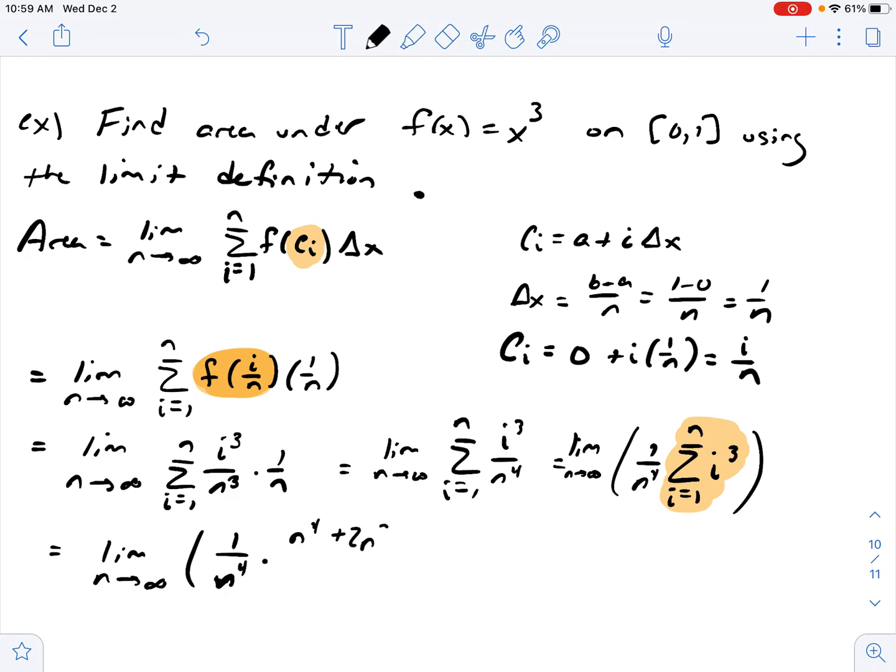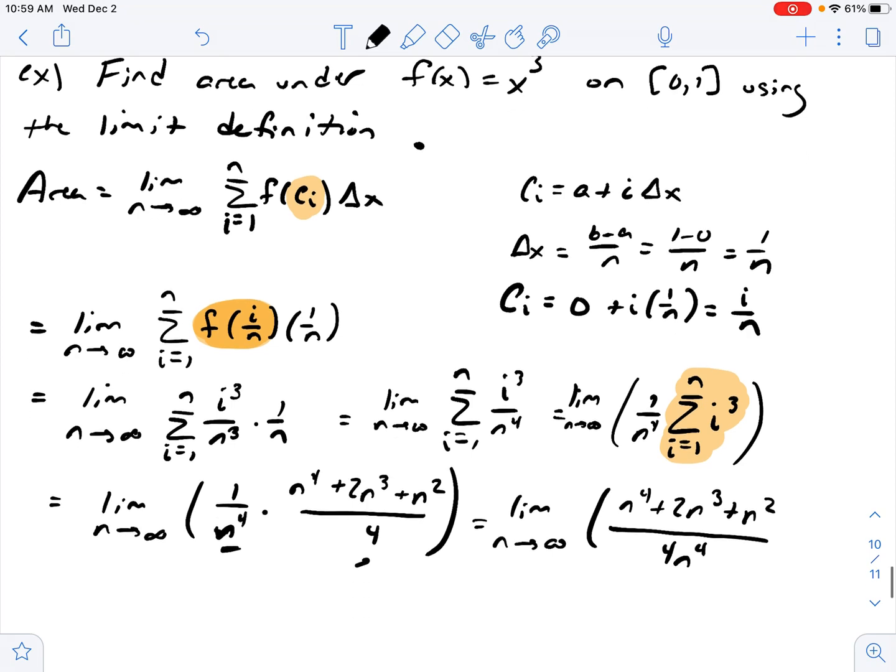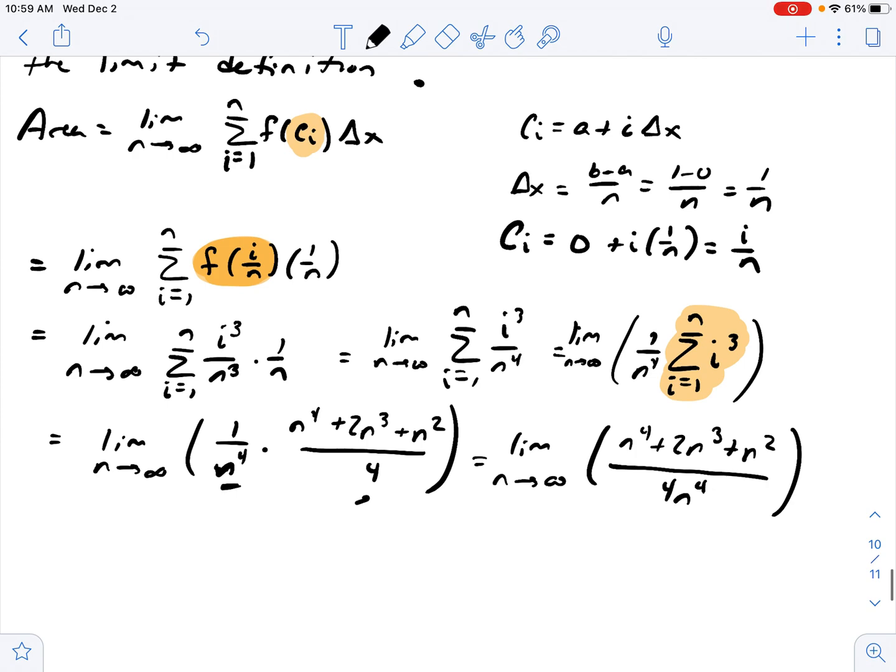So we got limit n goes to infinity of 1 over n to the 4th times what we get for the summation of i cubed. And I'm going to use the expanded form of that, which was n to the 4th plus 2n cubed plus n squared all over 4. Let's clean this up. We got the limit as n goes to infinity now of basically n to the 4th plus 2n cubed plus n squared all over 4n to the 4th when I multiply the denominators together. And now we've got a limit. n goes to infinity, and we've got the same highest power on top and bottom. So what is this limit going to approach, folks? It looks like 1 over 4. And that is the exact area under the graph of y equals x cubed on the interval 0, 1.